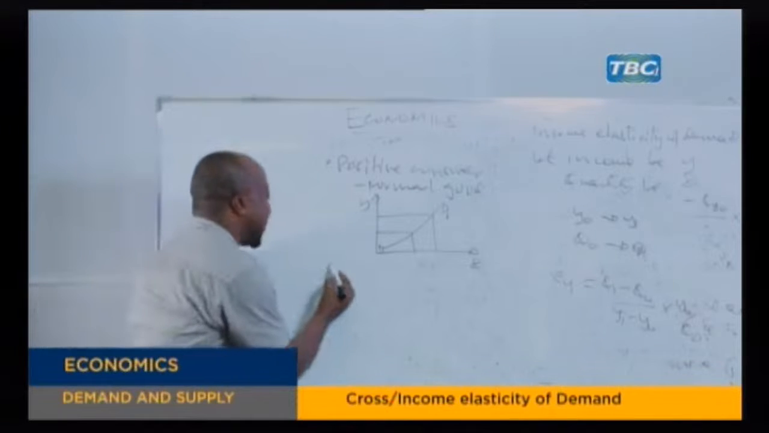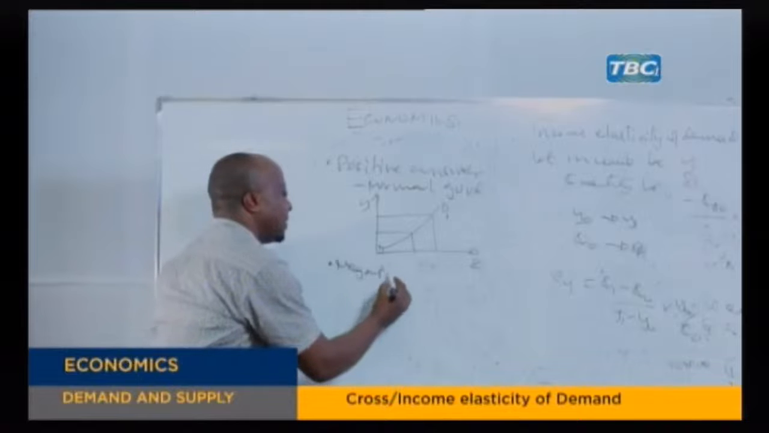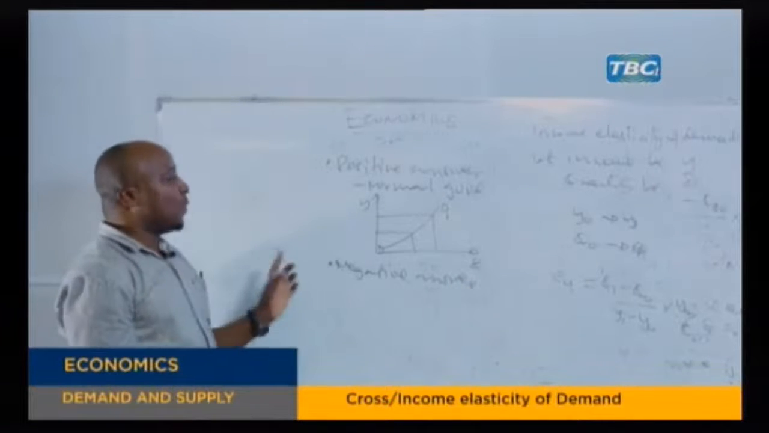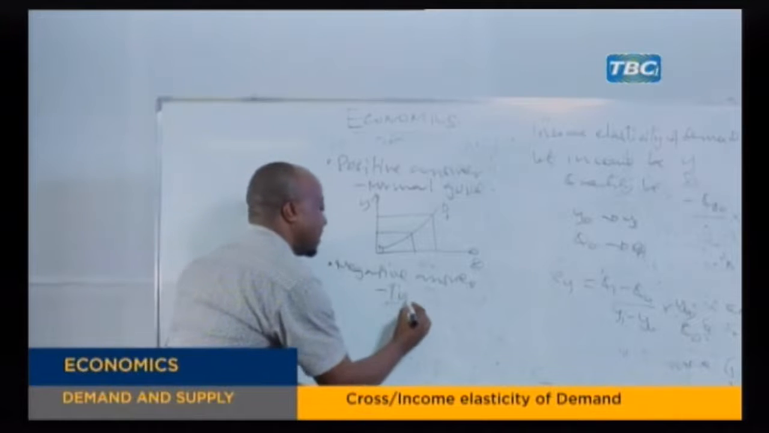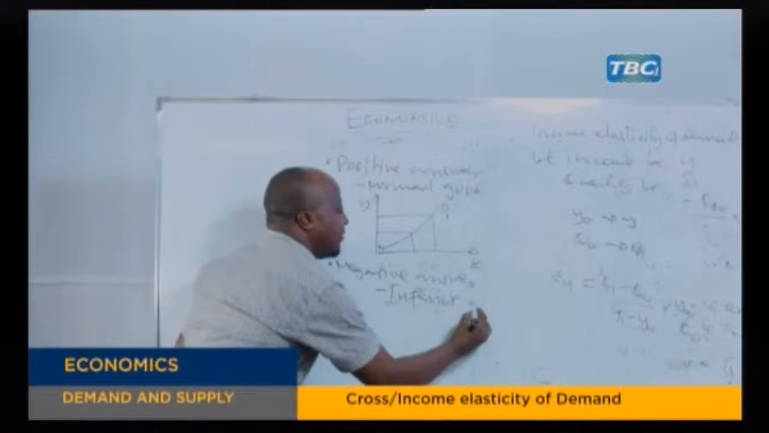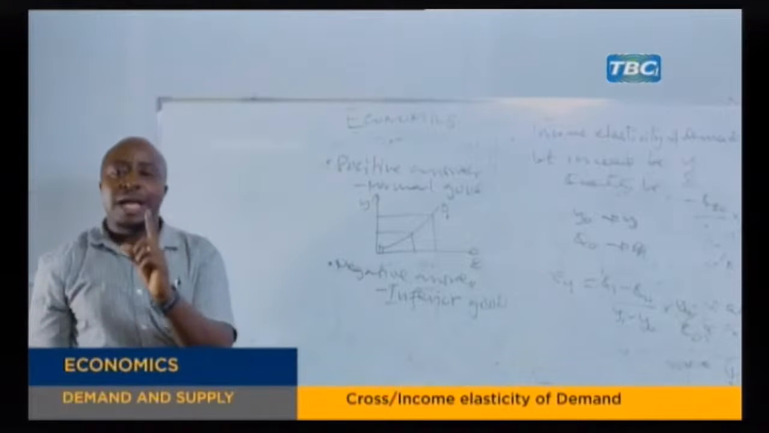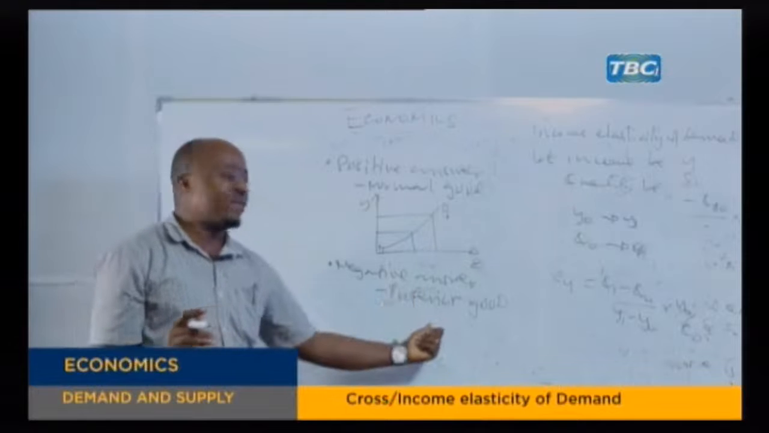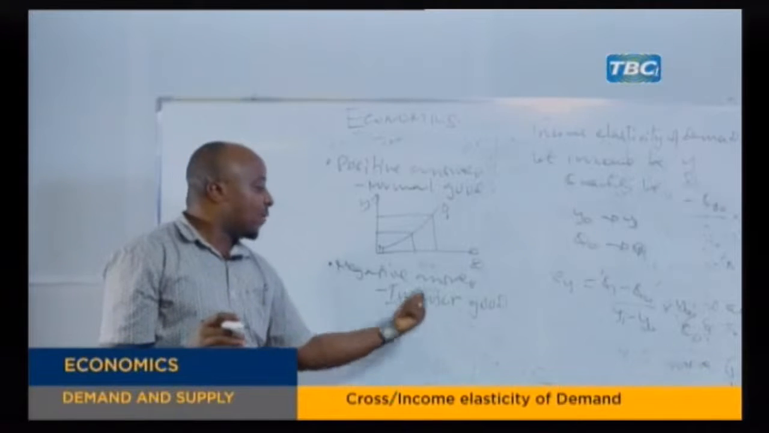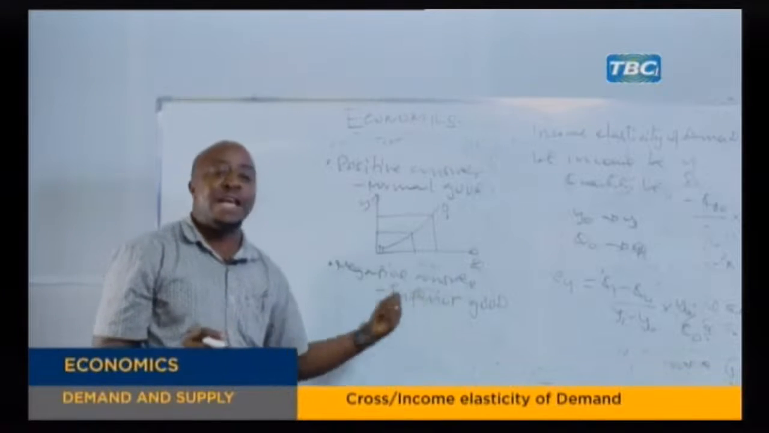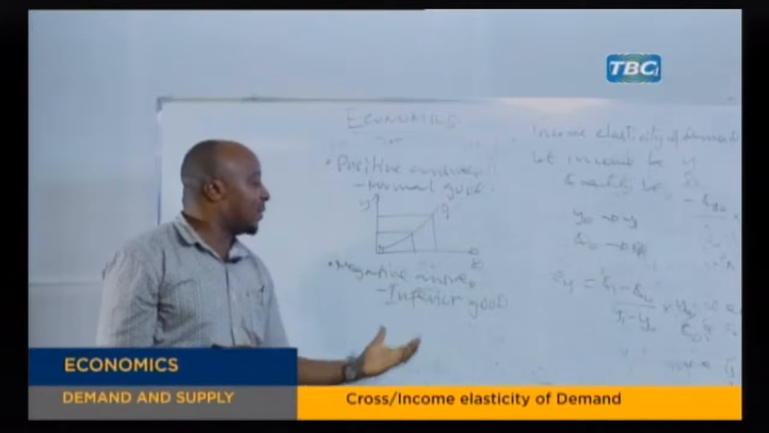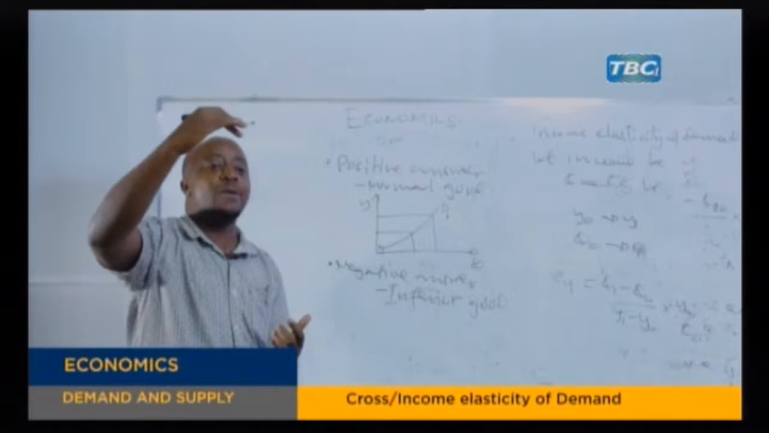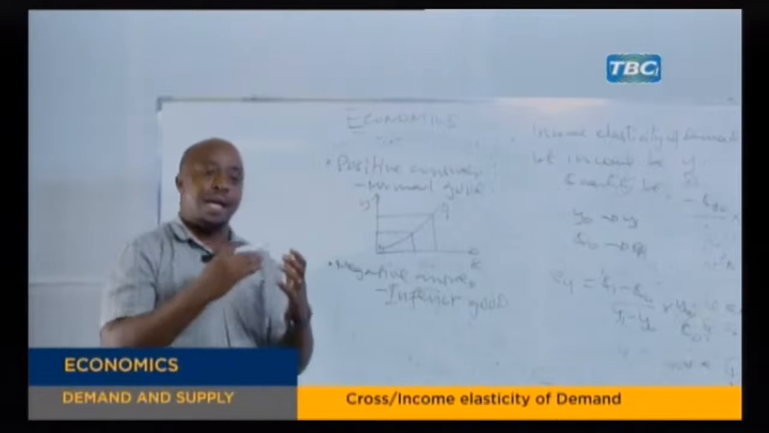Likewise, when you get a negative answer, this implies that the good is an inferior good. When you calculate income elasticity and get a negative answer, that is telling you that the good in question is an inferior good. What is an inferior good? Inferior goods are those goods which we buy less when our income is high, and we buy more when the income is less.